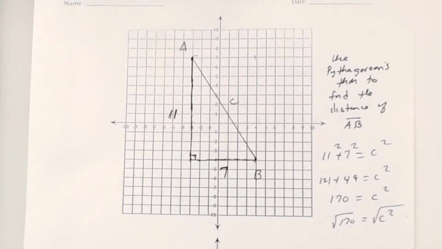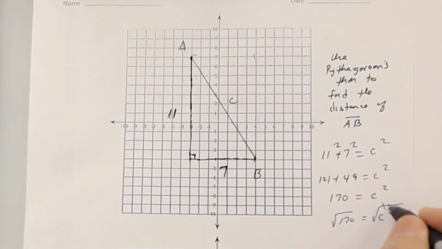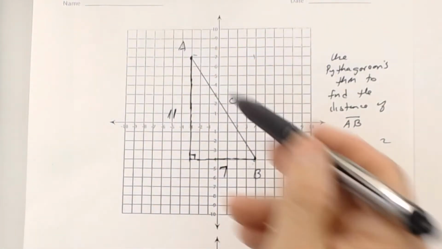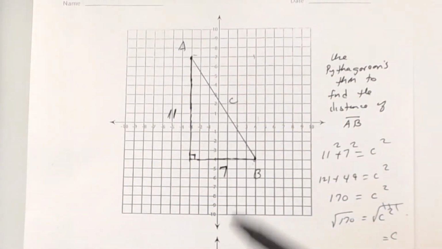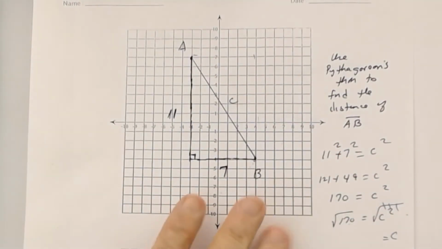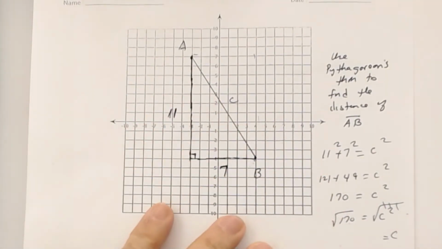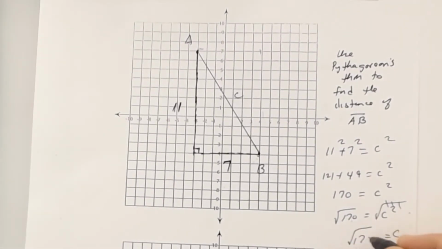Now be careful. You may say, what about plus and minus? No, you can't do plus and minus here, because if you do plus and minus, you're saying that C can be negative. Can C be negative? Nope, because that represents length, represents distance. So don't confuse that with equations you had earlier. Those were solving equations. Now, obviously, you're still solving an equation here, but it's a different context. Here you're talking about distance. So C would be the square root of 170.